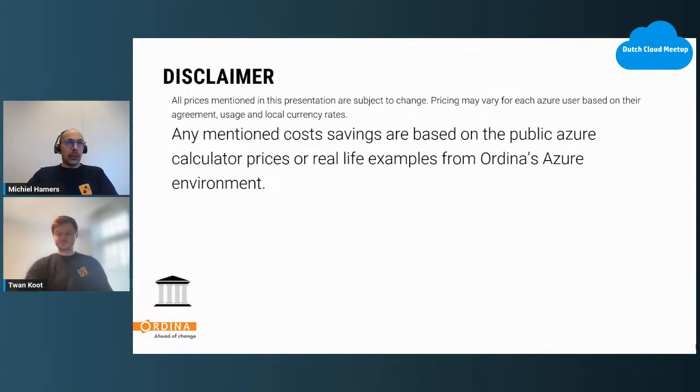Yeah, and let's start with the disclaimer, because all the prices mentioned in this presentation are subject to change, and that's normal. Microsoft is continuously improving their services and continuously changing the prices of all services. And we are giving some real life examples from Ordina's Azure environment. Normally we show that live in a demo and ask everyone to keep the cameras down, because that's not possible at this moment. We cannot share all the insights, but we definitely will highlight some insights and share that with you, and how you can gain benefit from that.